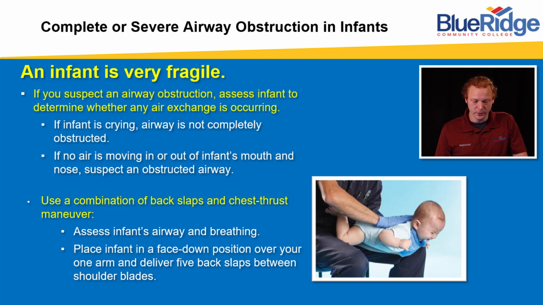To relieve an airway obstruction in a conscious infant, use the combination of back slaps and chest thrust maneuver. Remember, we always want to start with the back slaps with the head downhill from the patient's torso. This allows gravity to kind of help with the movement of the obstruction towards exiting the airway. Place the infant in the face-down position over your arm and deliver your 5 back slaps forcefully between the infant's shoulder blades with the heel of your hand, and then turn them over and do your chest thrusts.